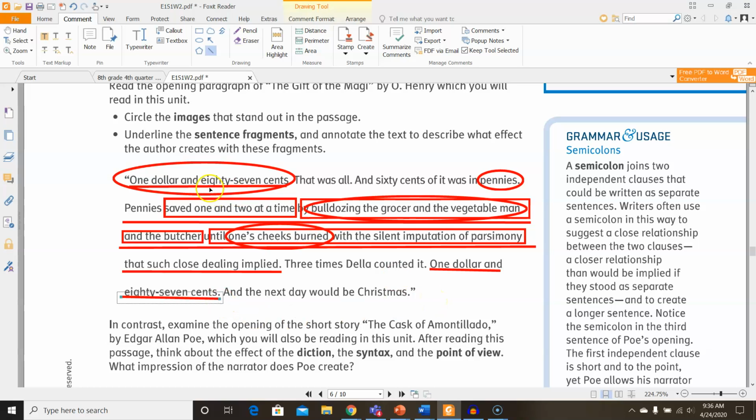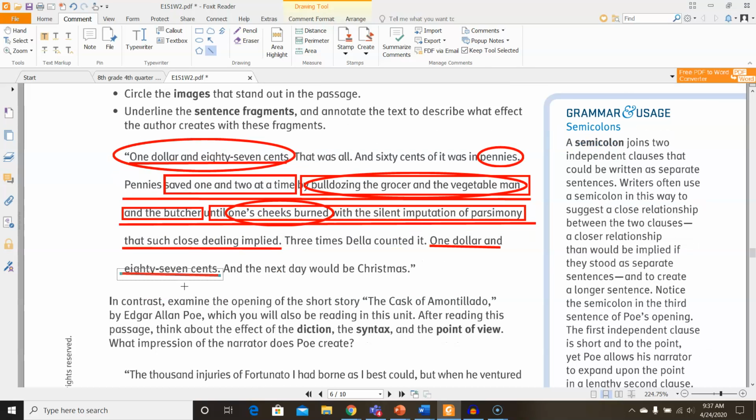So we have one, two, three fragments in this collection of sentences. And out of the sentences, there's one, two, three, four, five, six, seven sentences. So three of the seven sentences are incomplete, which is almost half.